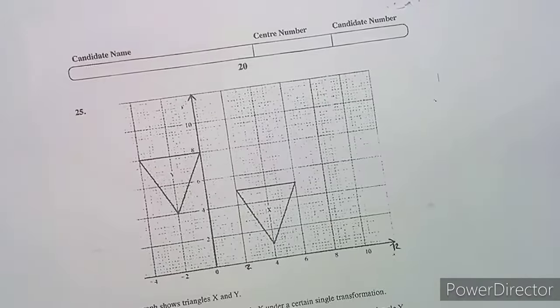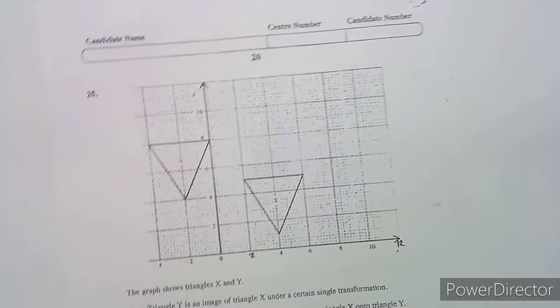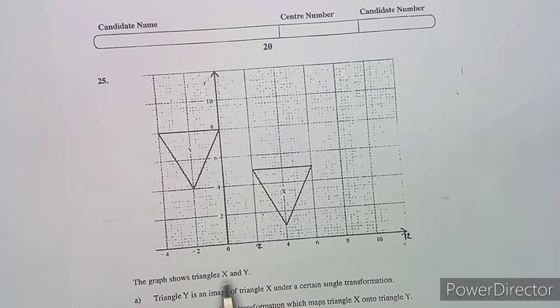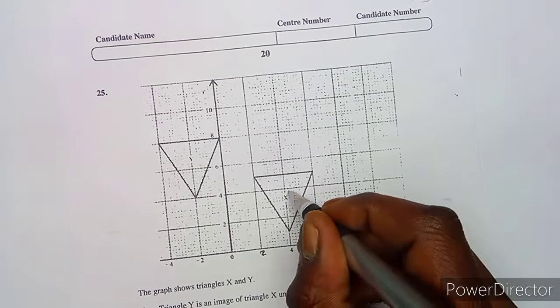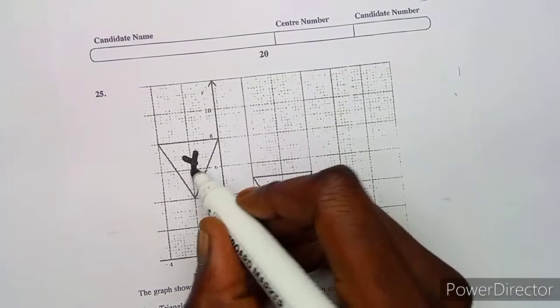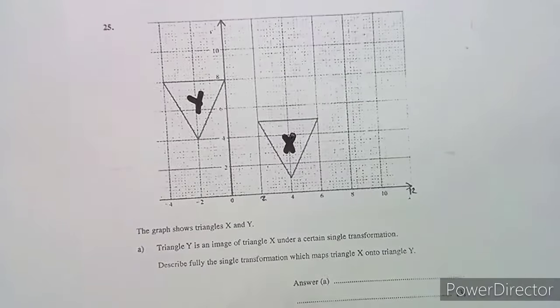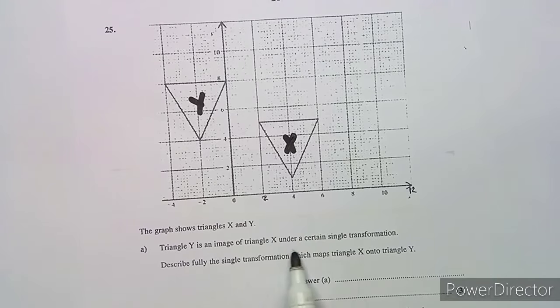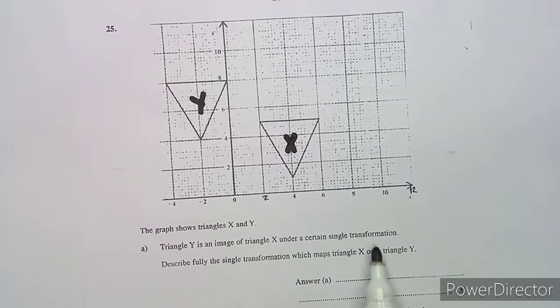And on number 25, you're now given transformation. The graph shows triangle X and Y. So this is triangle X here, and this is triangle Y. So this is X and this is Y. All right. Triangle Y is the image of triangle X under a certain single transformation.